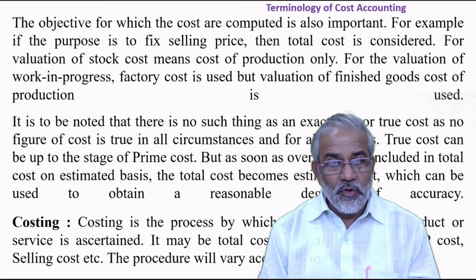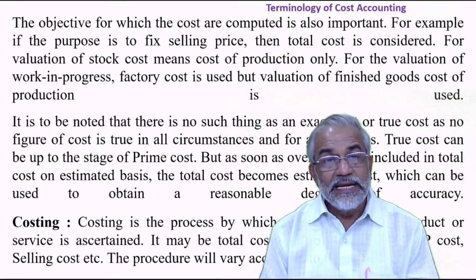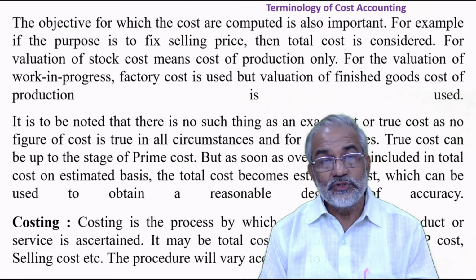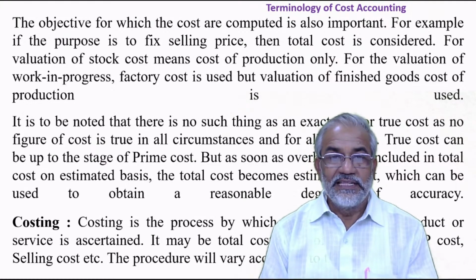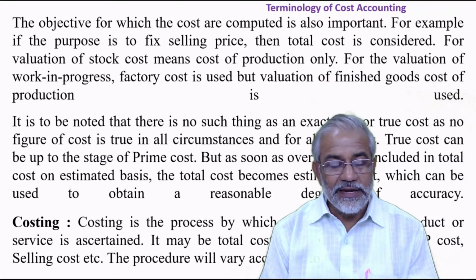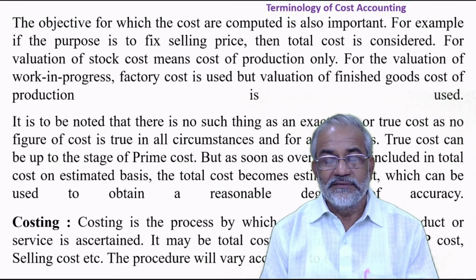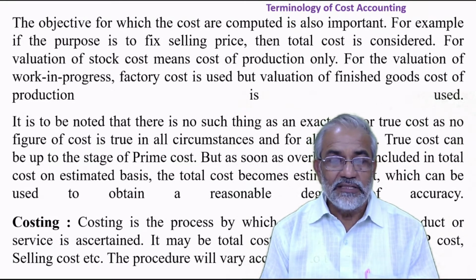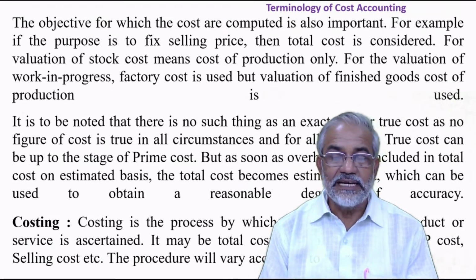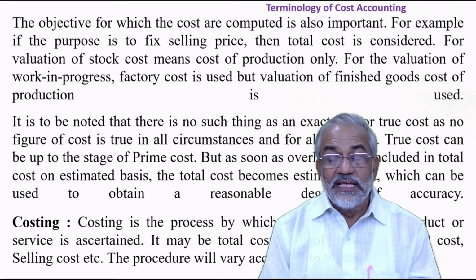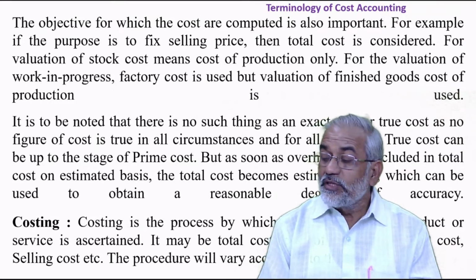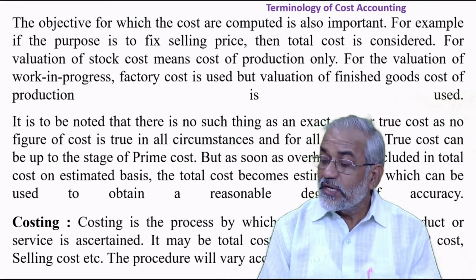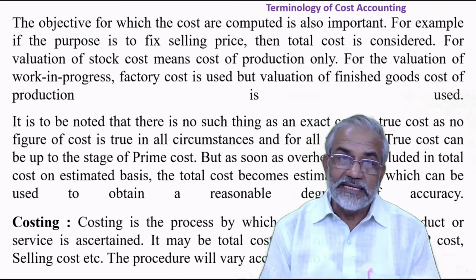So the wood is material, the paint is material, the nail is material, the gum or the adhesive is also material. But the last three, adhesive or gum, nail and paint, come under indirect material, while the wood comes under direct material. So when you talk about material, it can be of two types: direct material and indirect material.